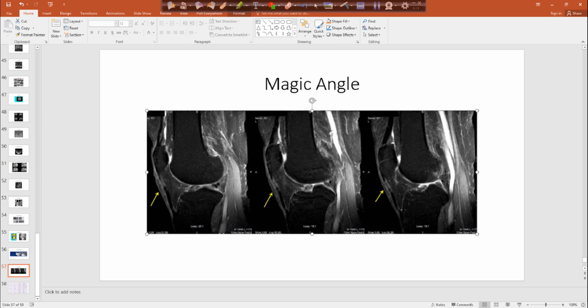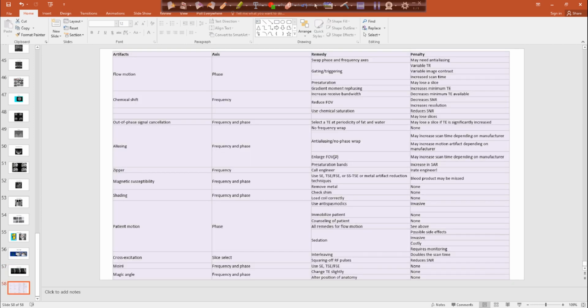All right, and then this last slide is just a good summary of the artifact, the axis that it occurs on, the remedy, and then sometimes when you remedy things, it has a penalty associated with it. So if you increase your NEX to get rid of that motion artifact, you're increasing your scan time. So with MRI, there's that constant balancing of those three things, right? The signal to noise, your image contrast, and your scan time.